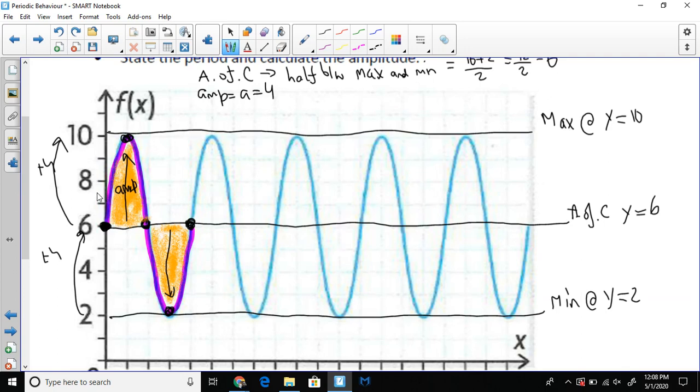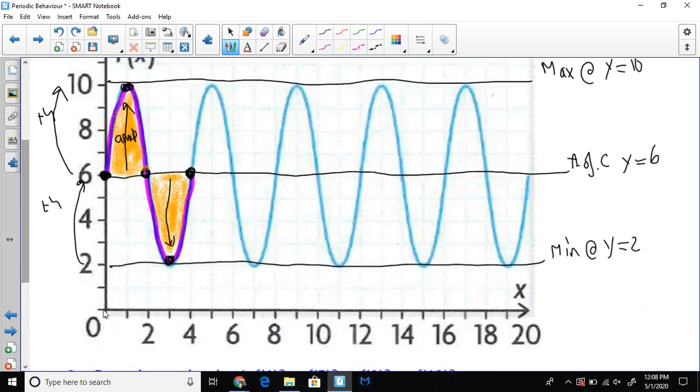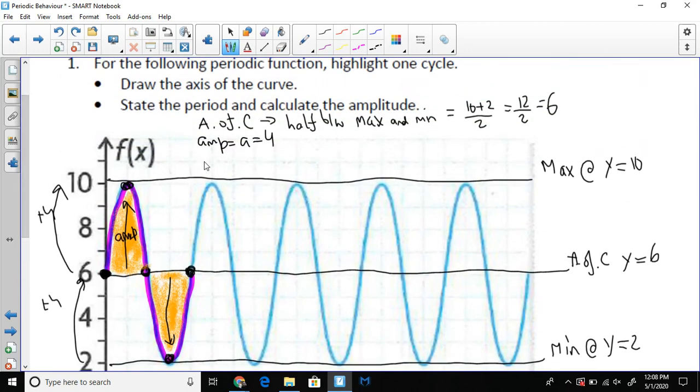Now, what's the period of this function? Well, let's just calculate. I start here and I end at 4. So the period is 4. Everybody cool with that?